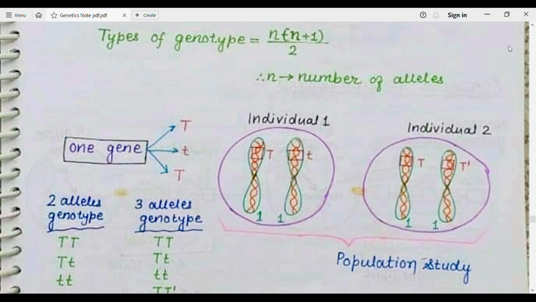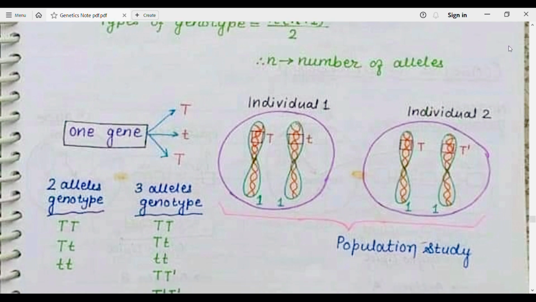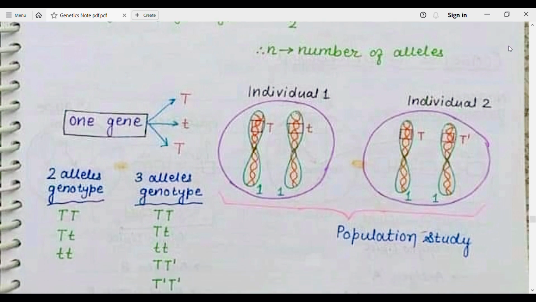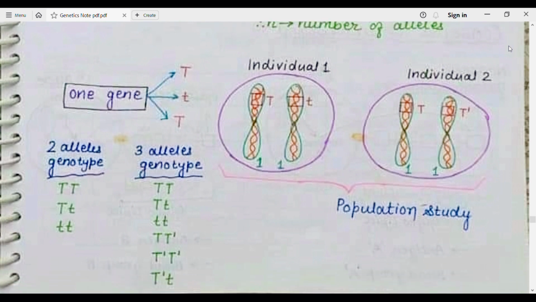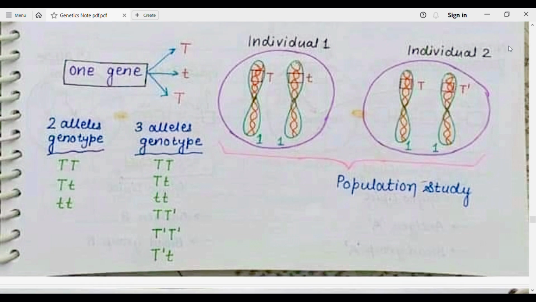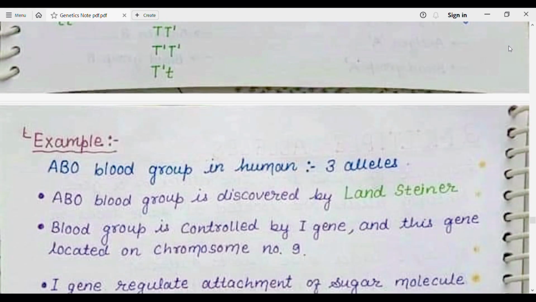Individuals have either type of their alleles. So with two alleles, there are three genotypes, and with three alleles, there are six different types of genotype when we study it within the population. You can clearly see in the picture that two alleles have three genotypes, while three alleles have six genotypes.